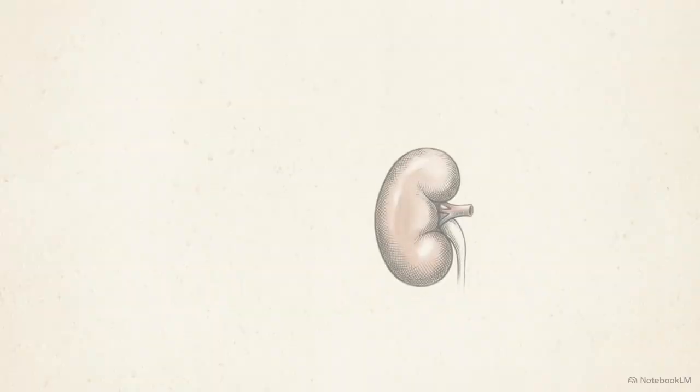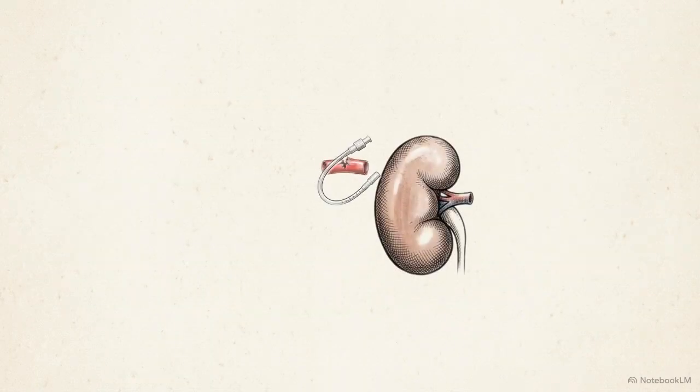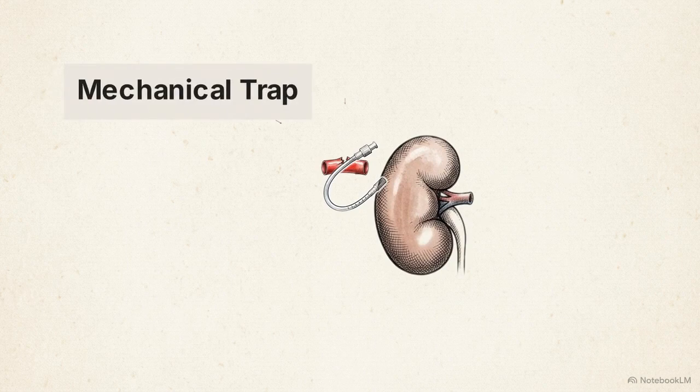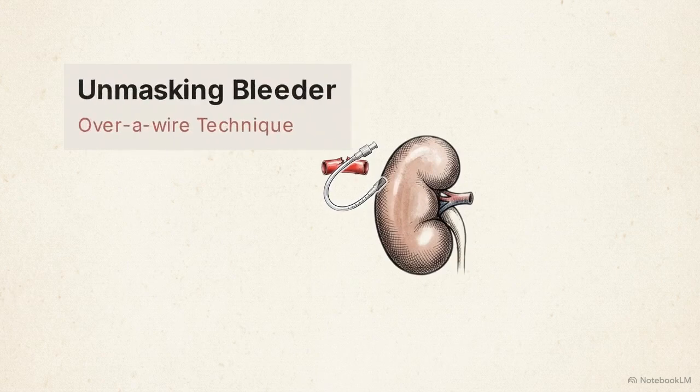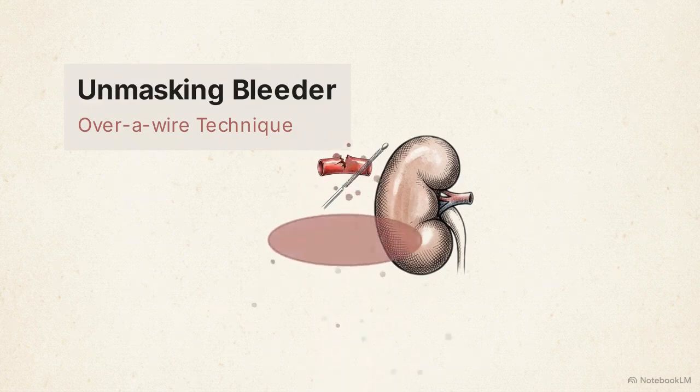This cross-section diagram illustrates the mechanical trap causing the discrepancy. The newly placed thick catheter is physically pressing directly against a torn segmental artery. It acts as a tamponade, temporarily crushing the vessel and hiding the active hemorrhage from the imaging equipment. To unmask the bleeder, the physician must pull the catheter completely out, but this requires strict mechanical discipline. The catheter is removed over a guide wire. As the wire is threaded and the tube slides out, the torn artery instantly hemorrhages.